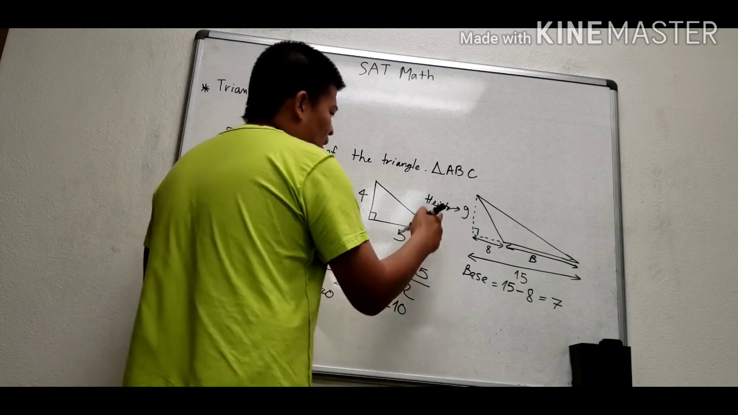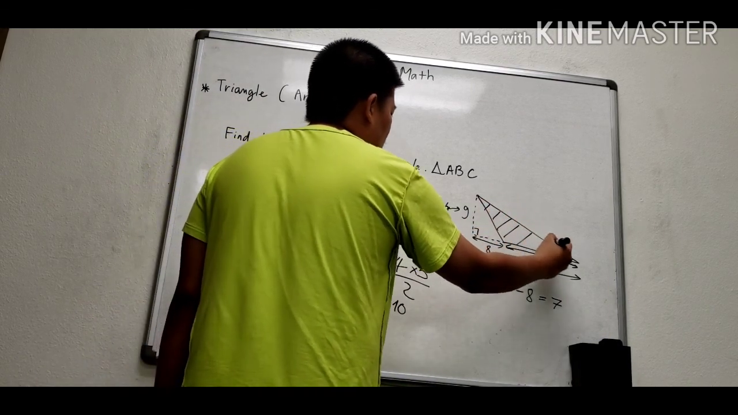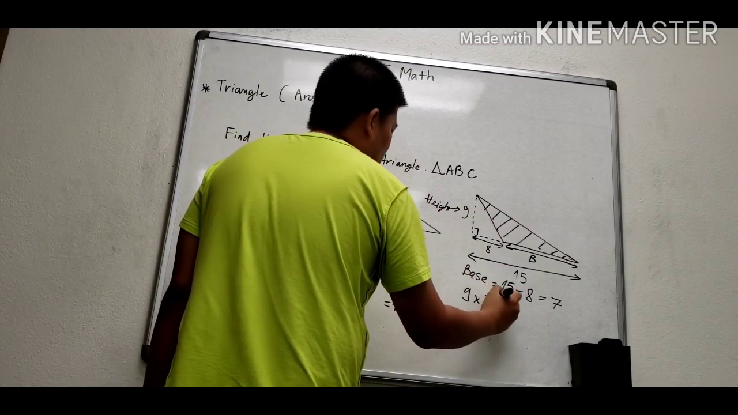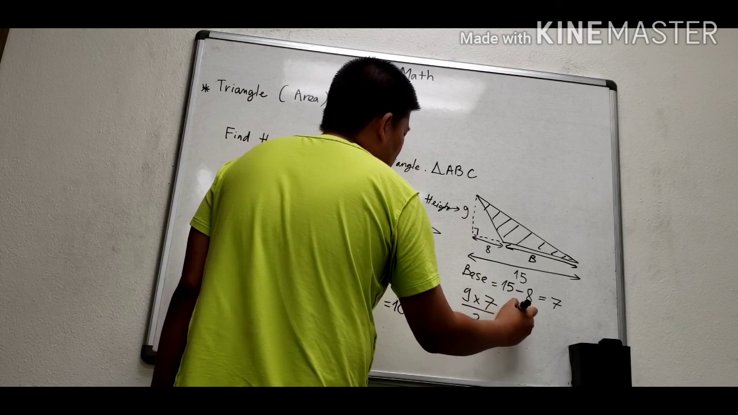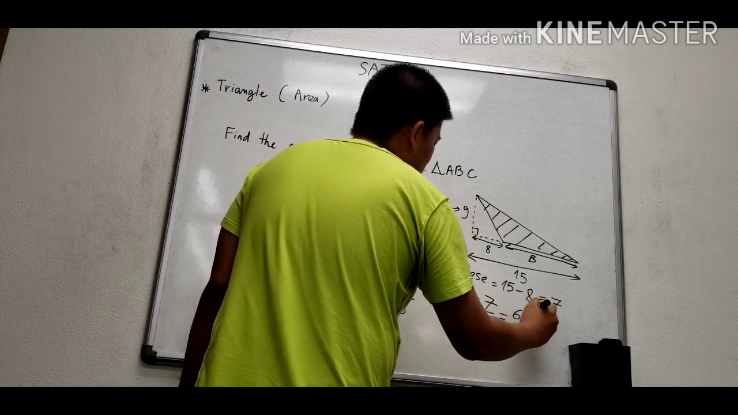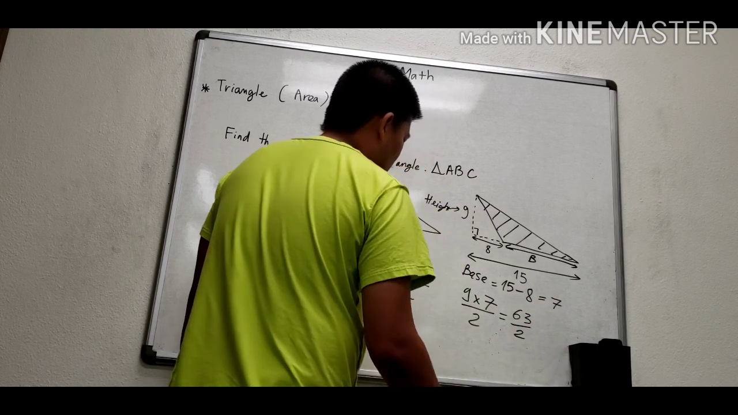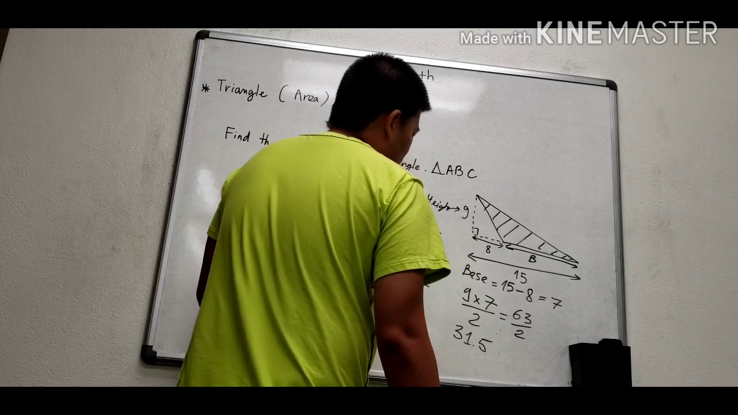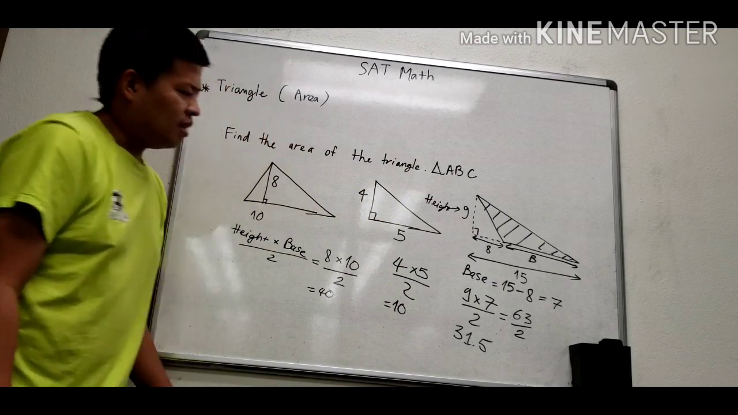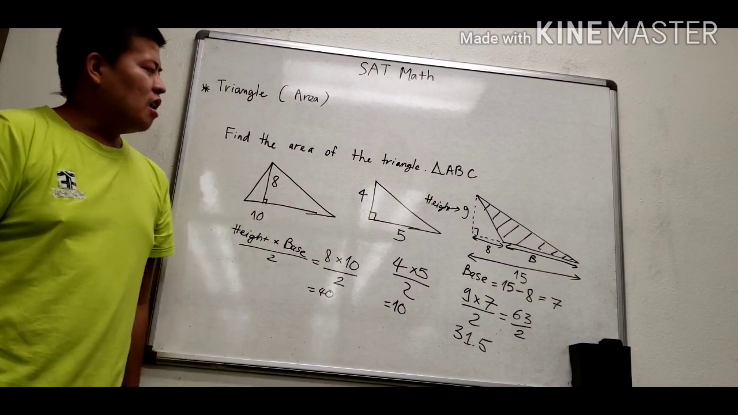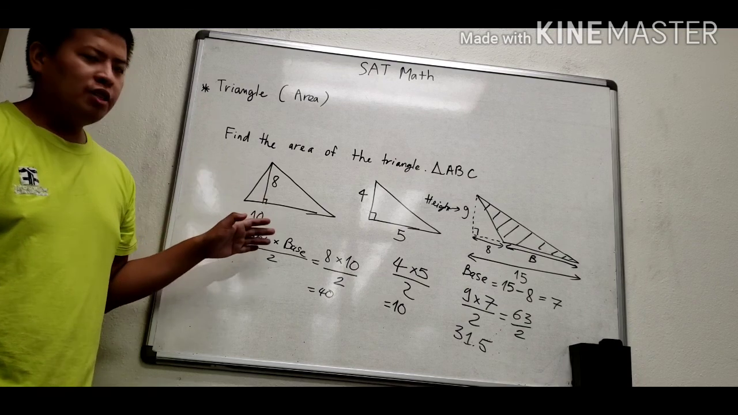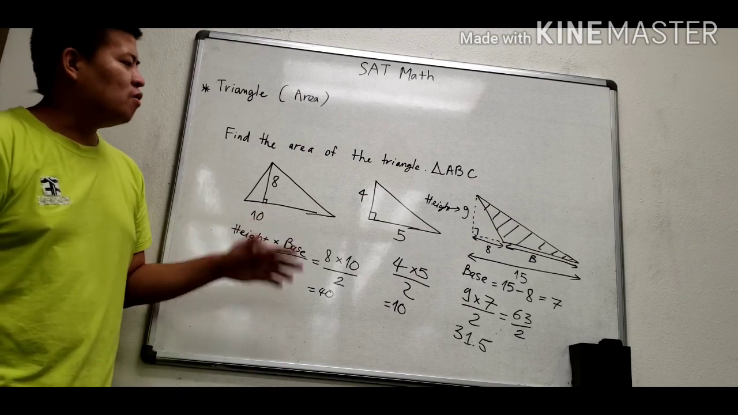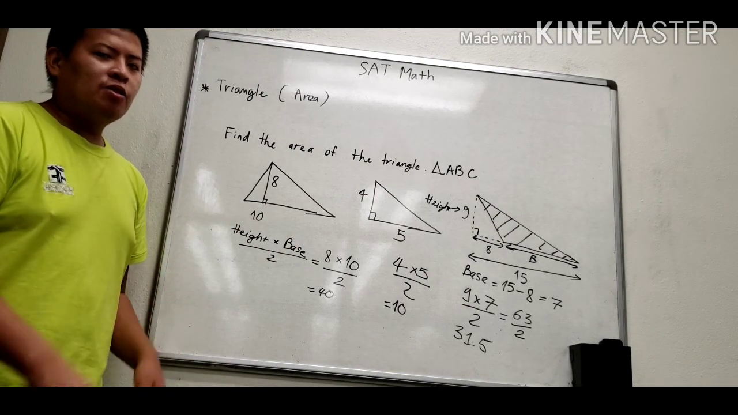So now to find the area of this triangle, you use 9 multiplied by 7, divided by 2, and that's 63 divided by 2, which is 31.5. Yeah. So this is the basic one, one by one, for each type of triangle. To find the area, you need to learn how to find the area in each triangle.